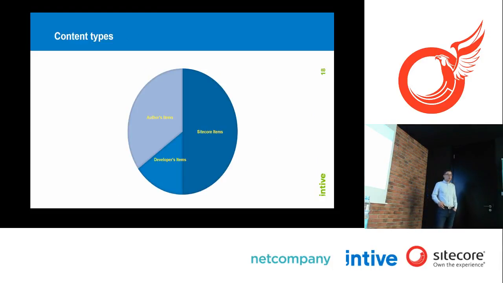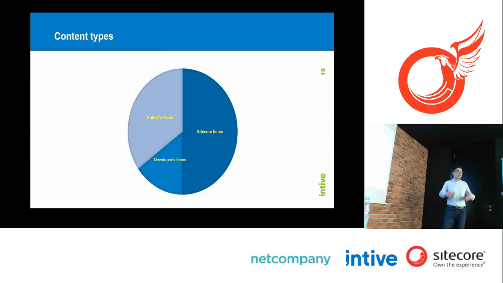Actually, SXA uses content a lot. In a standard Sitecore implementation, you will have a bunch of Sitecore items that you get when you install Sitecore, so you don't usually want to touch them. Then there's a pack of developers' items, so the content, the templates, the renderings, some settings maybe, and the authors' items. The proportions are totally made up. It's just for showing that the developers' items are a really small piece of this whole set.